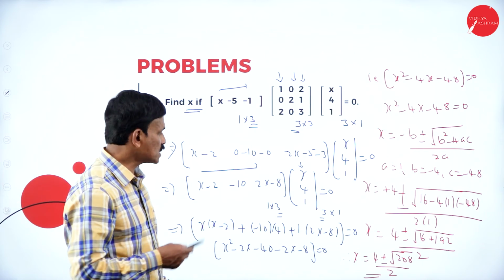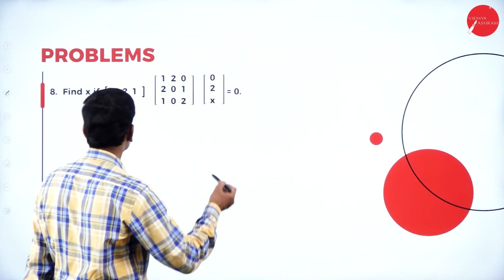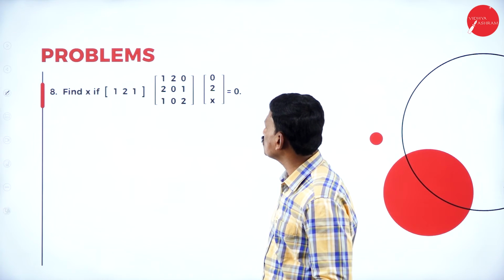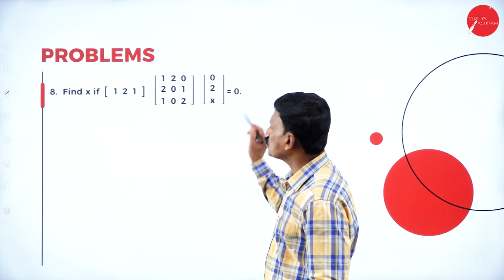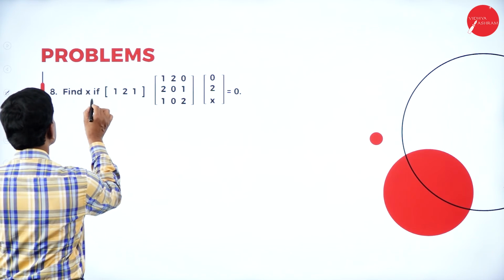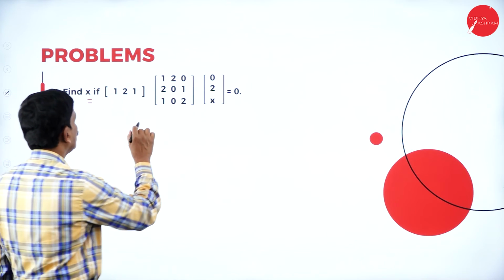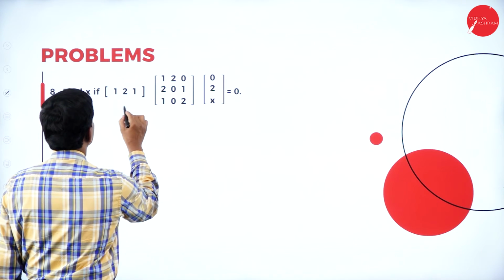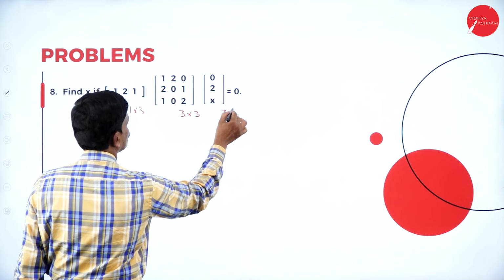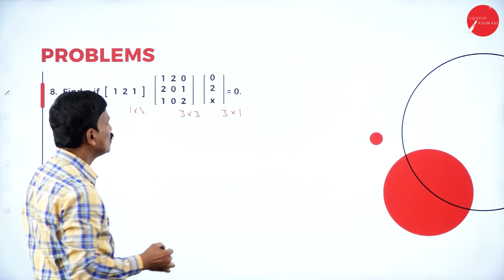Now, let us come to the next similar type of problem. Find x if [1 2 1] times the 3 by 3 matrix [0 2 0; 2 0 1; 0 2 ...] times [0 2 x] equals 0. So, find x if the 1 2 1 matrix is of order 1 row 3 columns, this is of order 3 rows 3 columns, and this is of order 3 rows 1 column.